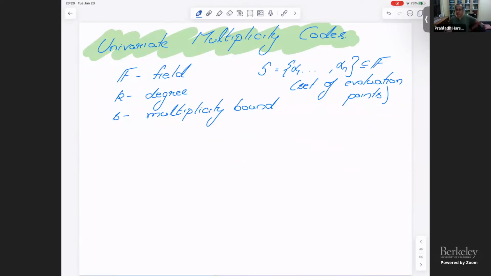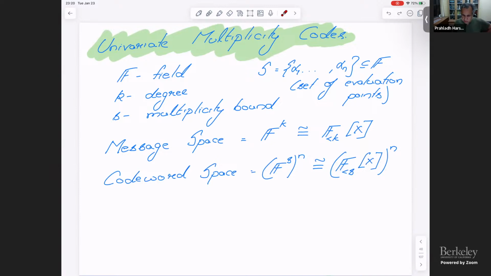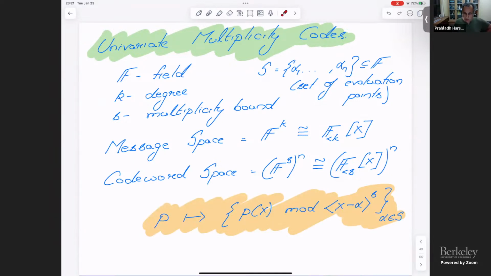We have the same setting as in Reed-Solomon. There's an underlying field F. There's a degree k. And now there's an extra parameter, which is the multiplicity parameter s. And we have a set of evaluation points, alpha 1 to alpha n. The message space is the set of degree at most k polynomials. And the codeword space is going to be this. You're going to give the polynomial mod something less than s. In particular, we are going to give P exactly this object: P of x mod (x minus alpha) to the power s, for each one of the alphas in S.